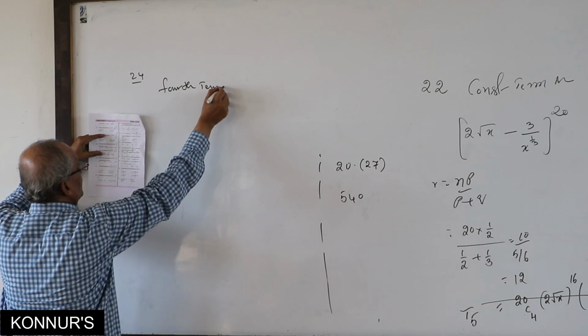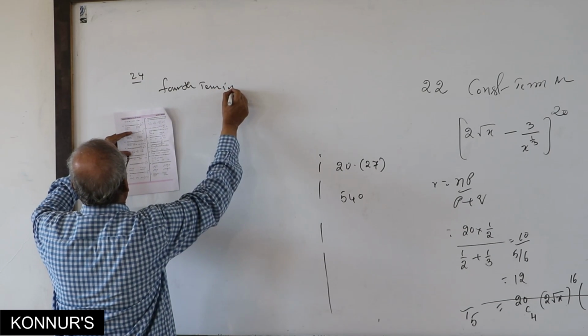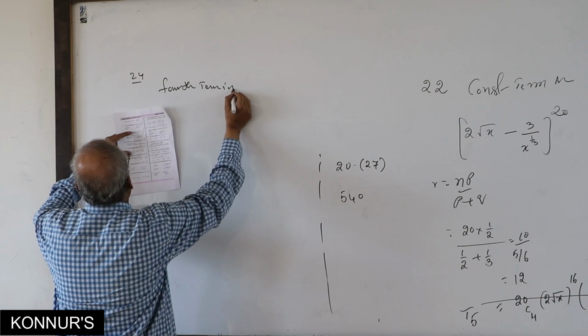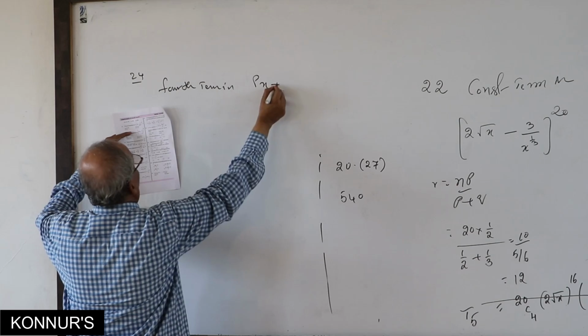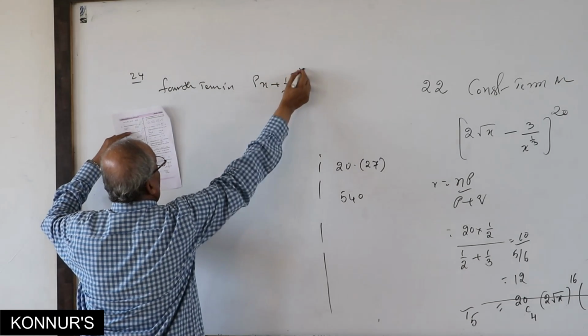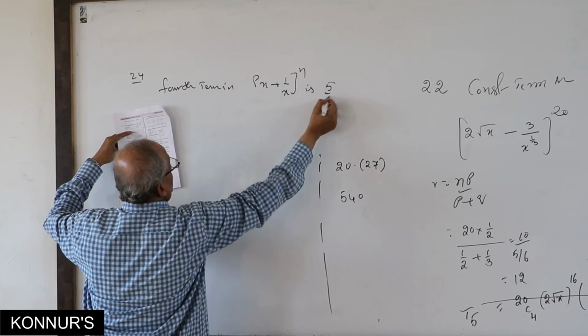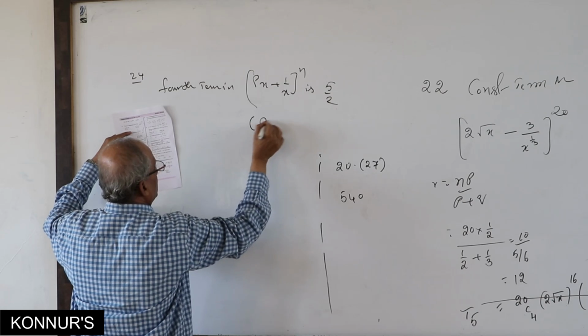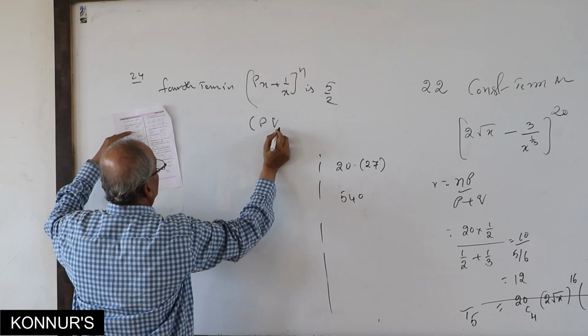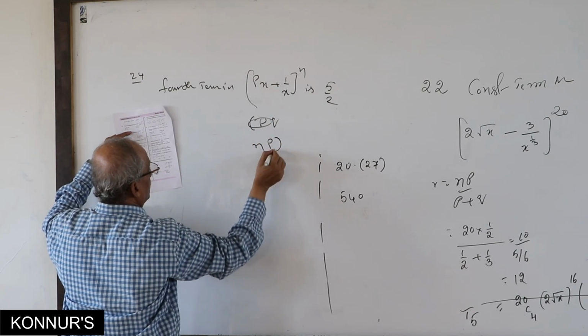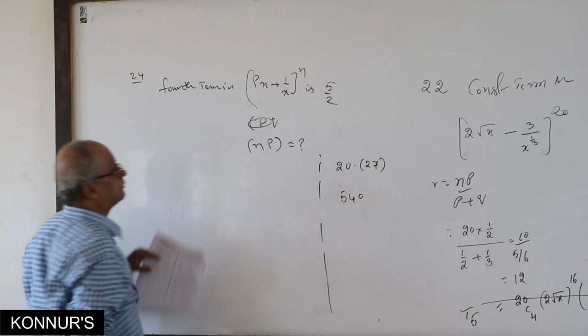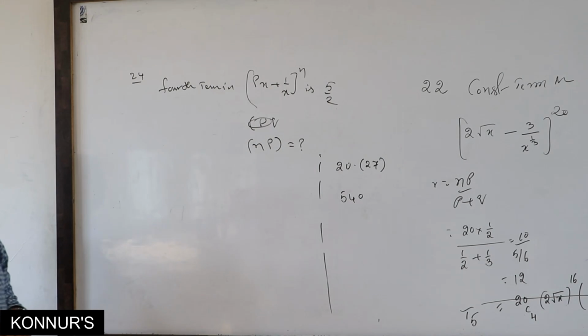Fourth term in expansion of px plus 1 by x whole power n is 5 by 2. What are the values of n comma p? That is our problem. N comma p. Power also not given. Very good.